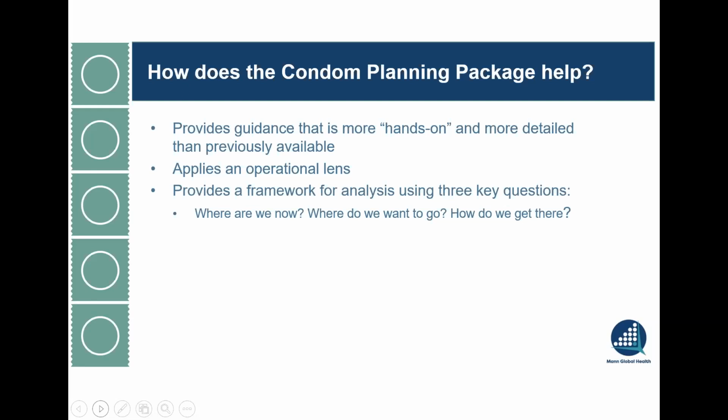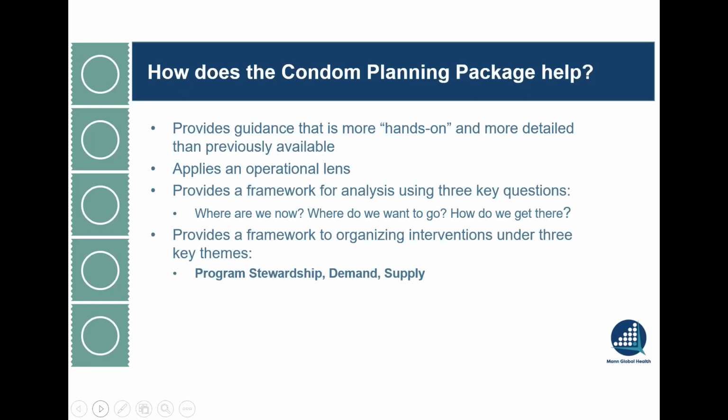We essentially organize the tool around answering three questions. Where are we now? What is the current context? What is the situation? Why is condom use slow? Who's using, who's not using? That's the first question. Next, where do we want to go? What are the goals that we want to set for our planning? And then finally, how do we get there? What are the activities that will be implemented in order to drive condom use and get us where we want to go? We then generally recommend that the plans be organized around the three key themes that we've touched on previously: program stewardship, demand, and supply.